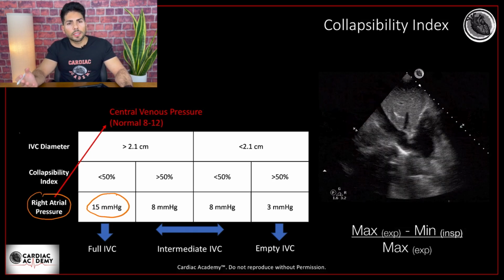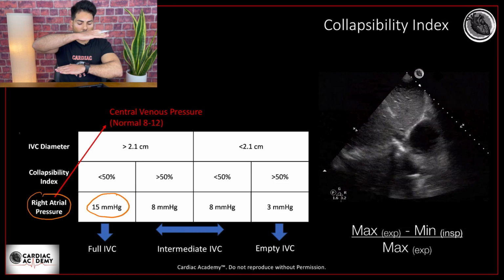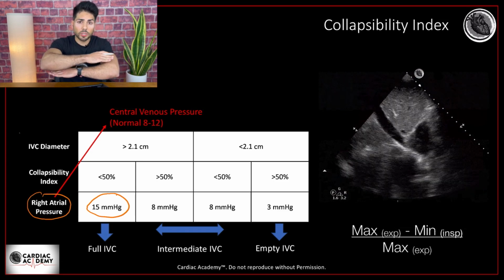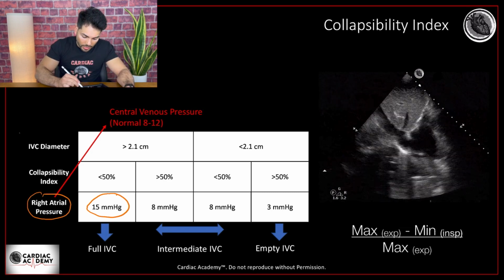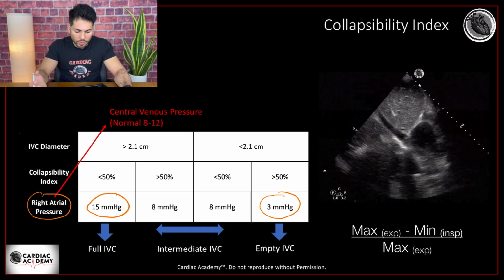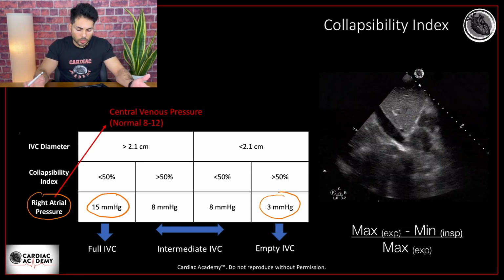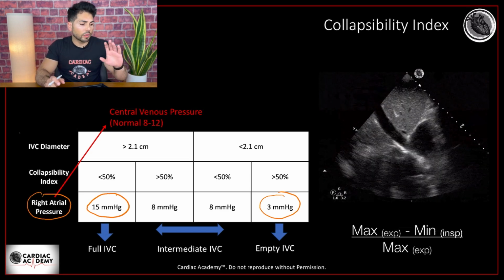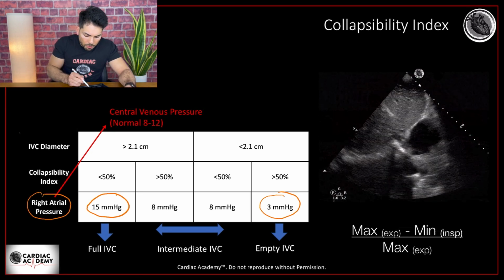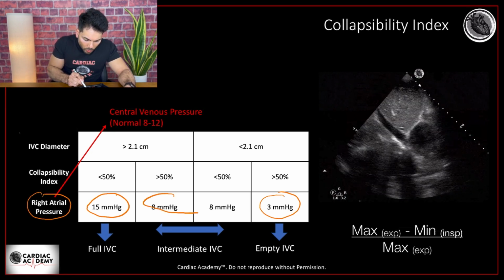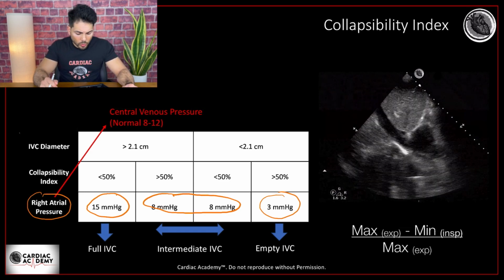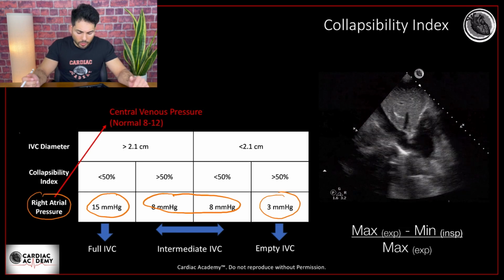Now, on the other hand, let's say that the IVC is measuring less than 2 centimeters and is collapsing more than 50%. Then we're right here. That's an empty IVC, and it's around 3 millimeters of mercury. So I think that's probably the best way to remember it: the extremes, when it's a full IVC and when it's an empty IVC, because as you see, in the middle is normal. Remember that the normal central venous pressure is from 8 to 12. So anything in between will be normal, okay?